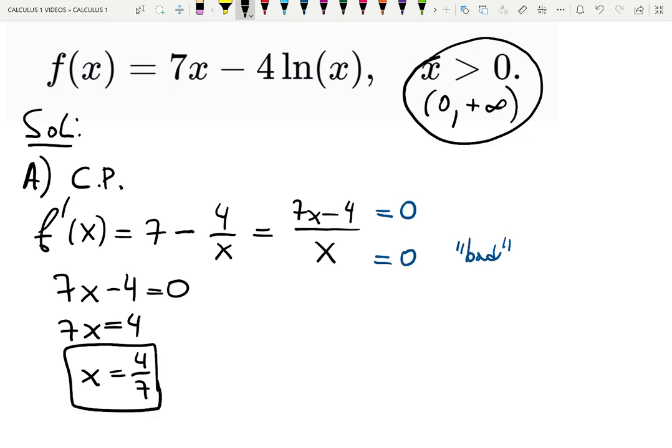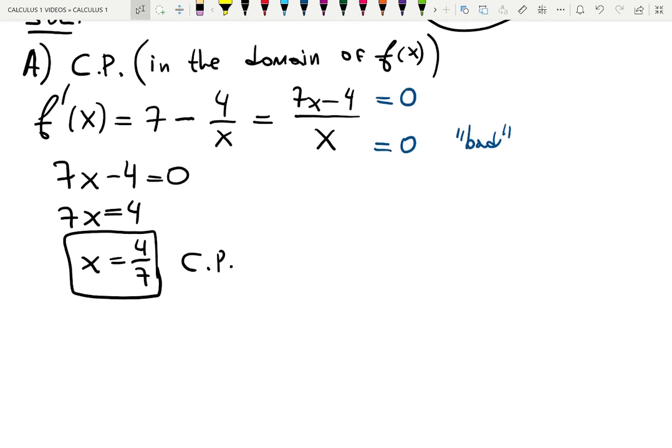Before claiming that this is a critical point, I need to check that it is in the domain. Remember, critical points are only points that are in the domain. Domain of what? Domain of the original function. And it is, because the domain says x has to be positive. So it is indeed a critical point. Now, we can include that in our first answer.